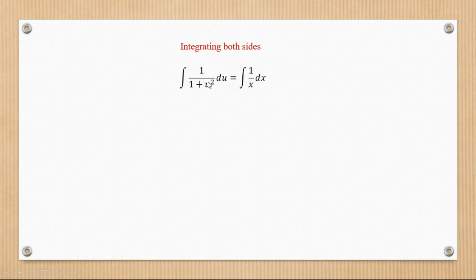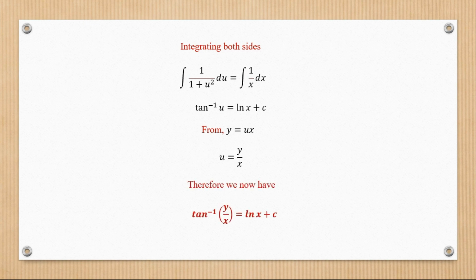So from here, I can already say that this should give me tan inverse of u being equal to ln x plus c. But remember that from y is equal to ux, u is actually y over x. So we're going to substitute that back there. Therefore, we now have tan inverse of y over x is equal to ln x plus c, and that is the answer that we are looking for.